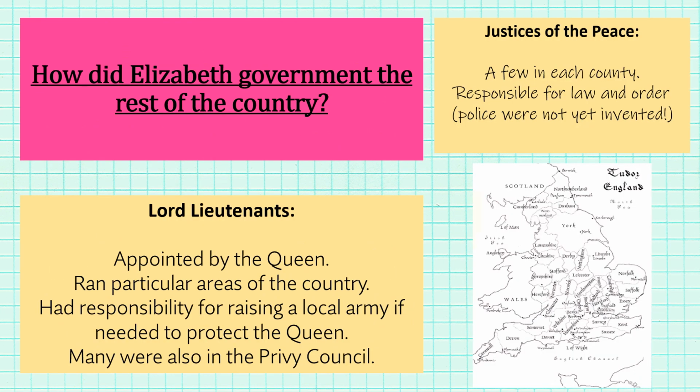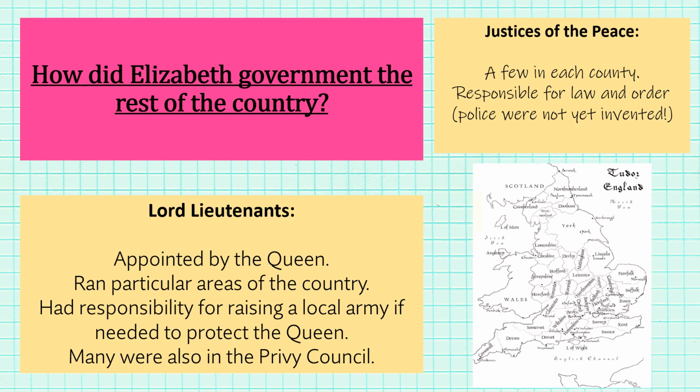One of the issues Elizabeth has is how you govern the whole of England. That's really difficult because of communication problems that were inherent at that time. So in order to do that, there are 2 groups of people we need to know about. The first one are Lord Lieutenants. Now, Lord Lieutenants are appointed by the Queen and they run particular areas of the country. So they have the responsibility of raising an army if she needed extra protection or if there was a threat. They would raise a local militia. Many of these men are also in the Privy Council as well, so they're one way that she makes sure that messages are heard in all parts of the country.